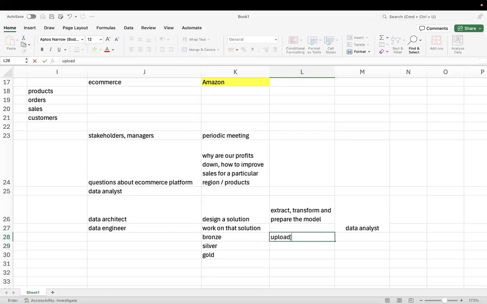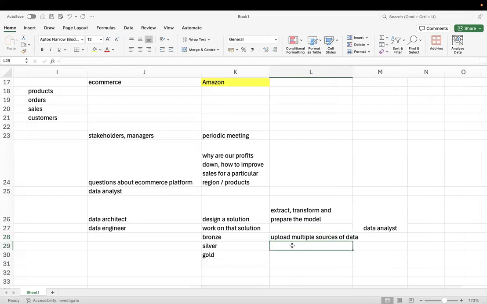In simple terms, I'm saying he is going to upload multiple sources of data. So if he's extracting data from APIs, if he's extracting data from databases, he's going to dump everything as is. It's raw data, unfiltered, untouched. Then he's going to use this data and clean that data as per the transformation suggested by the data architect.